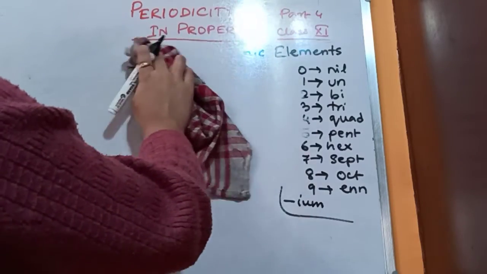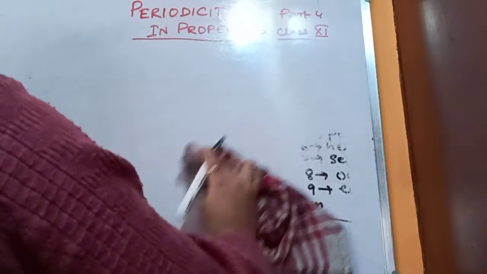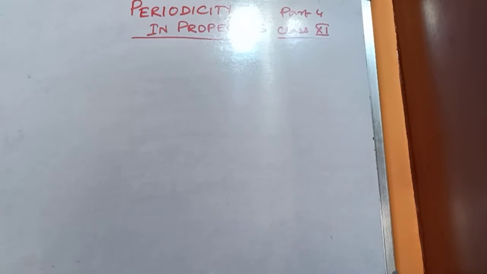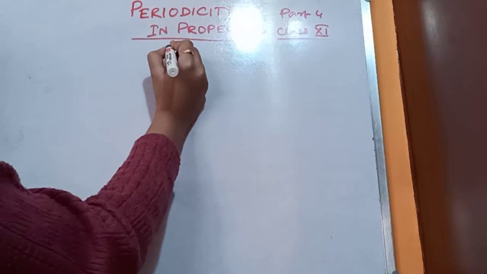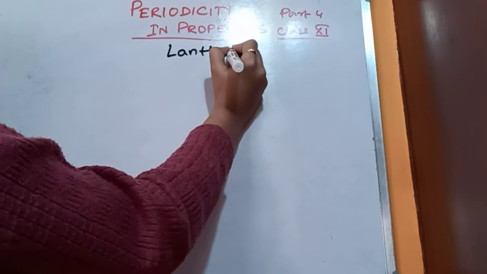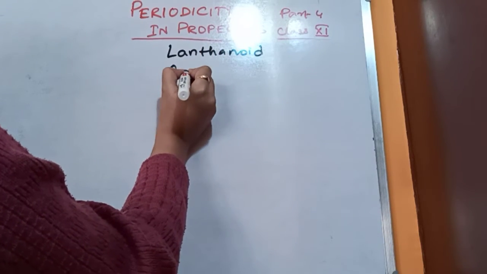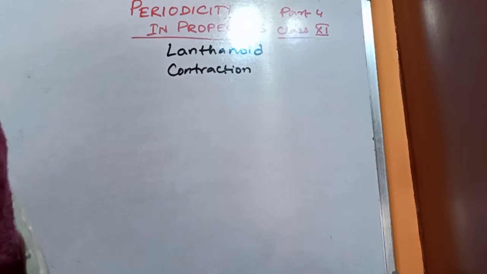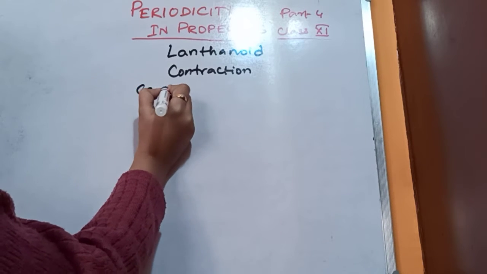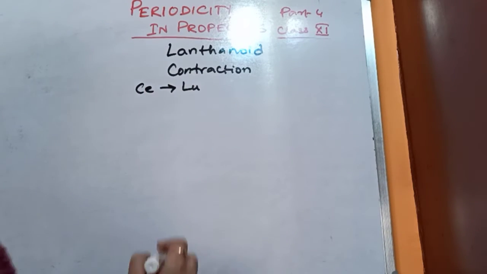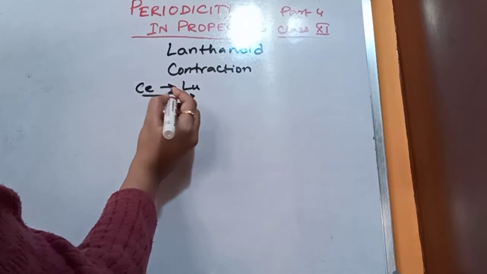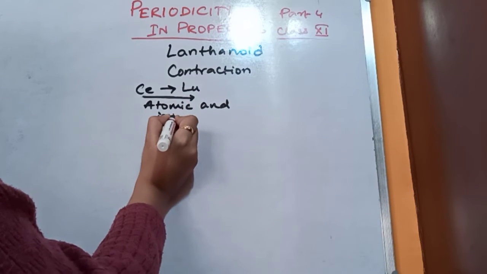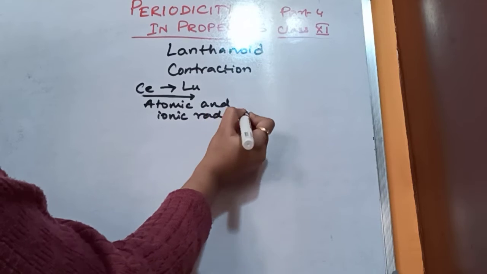After this I'll start with the periodic properties. Okay, before this, let me just tell you what is lanthanoid contraction. It is observed that for the lanthanides, as we move from cerium to lutetium, the atomic as well as the ionic radii decrease.